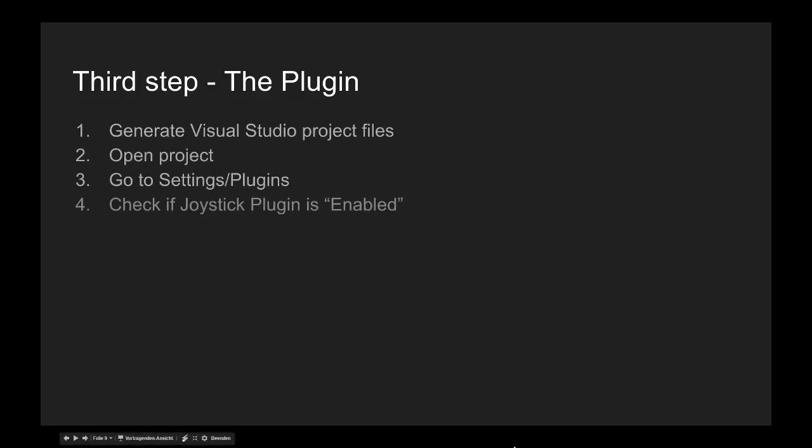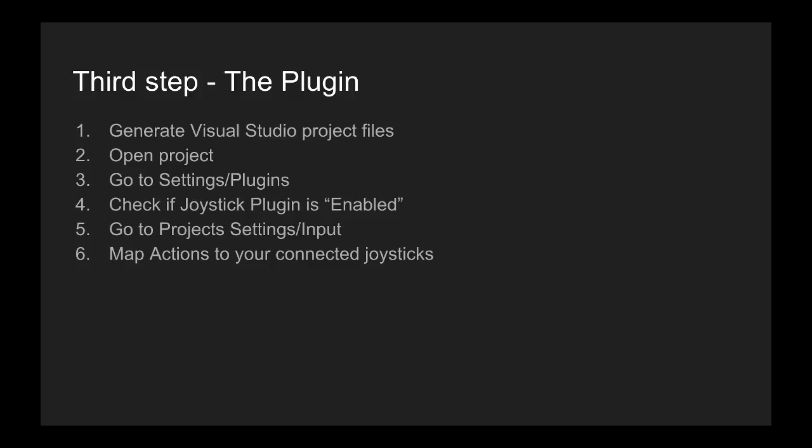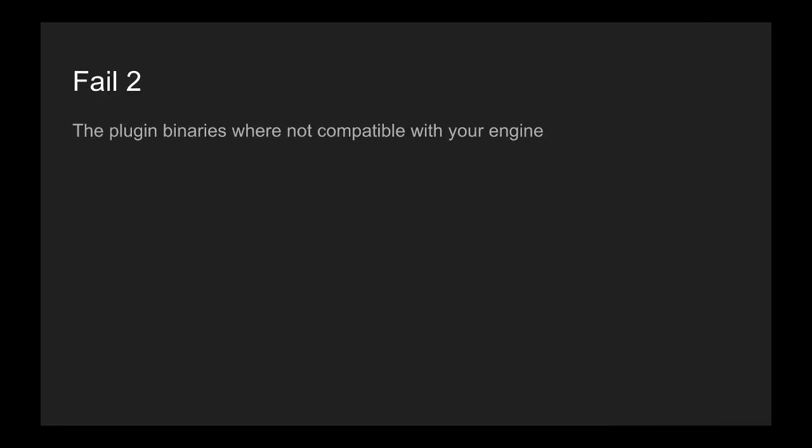Third step again, generate Visual Studio project files, open the project, go to settings plugin, check if the joystick plugin is enabled, go to the project settings input and map your actions to the connected joysticks.